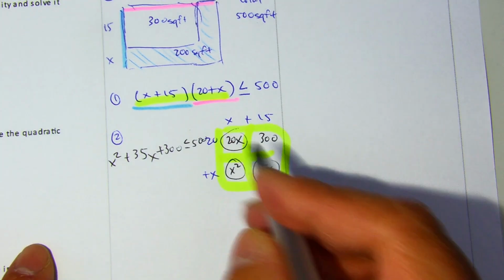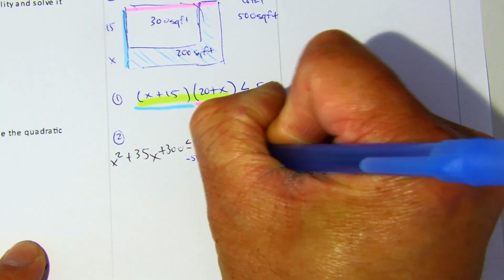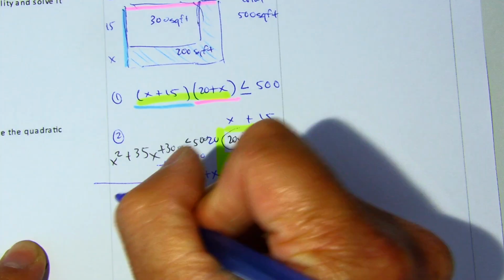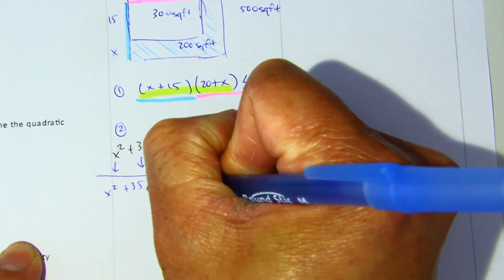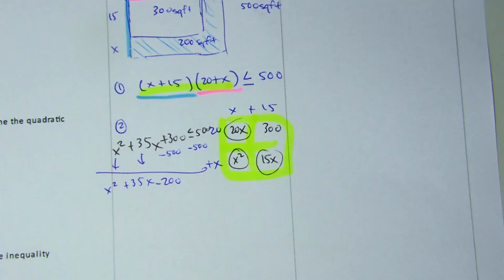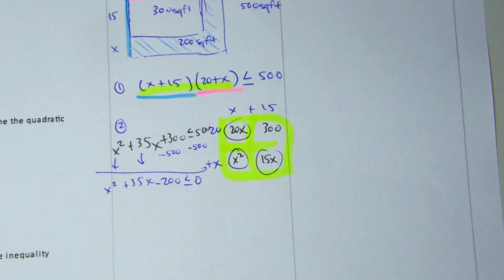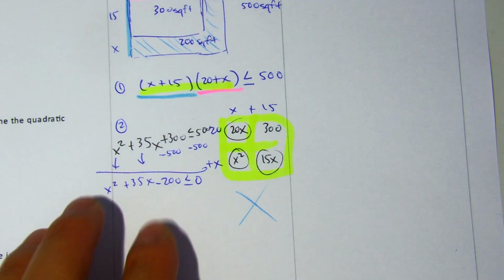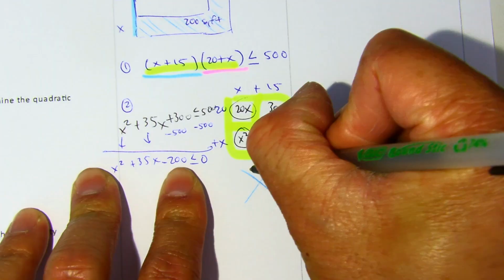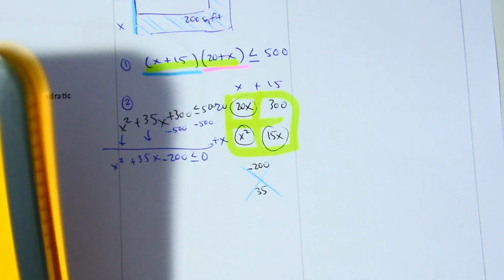Okay, now I wanted to set it equal to 0. So I'm going to go ahead and subtract 500 from both sides. And then I'm left with x squared plus 35x minus 200 is less than or equal to 0. The easiest way is to see if we can factor this. So let's factor it. A times C is negative 200. Your B value is 35.